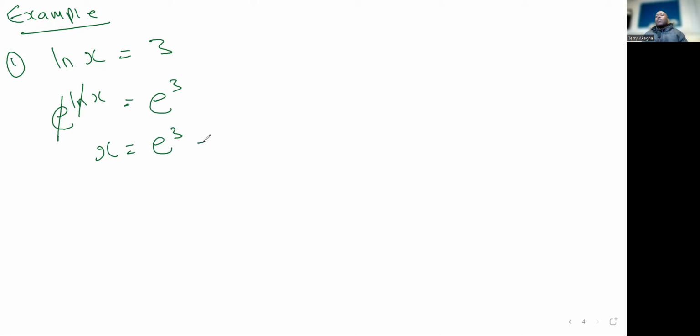And you press your calculator for this. I think it's around 20 point something. So you can check and be sure. But to cancel it out, you have to do that.